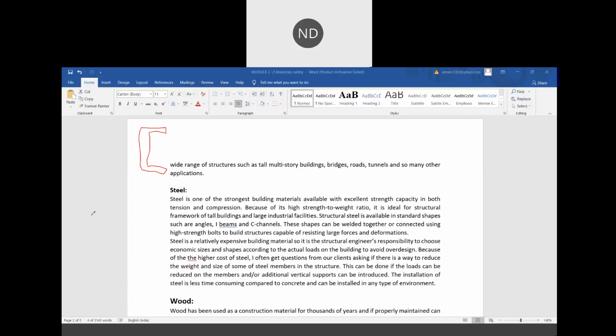Diagram is wrong. Wait, I'll show you. If I take a square, suppose this one, then we have this. Okay, so this is nothing but a steel member which looks like a C. So it is named as channel section. Then it can be your I section.